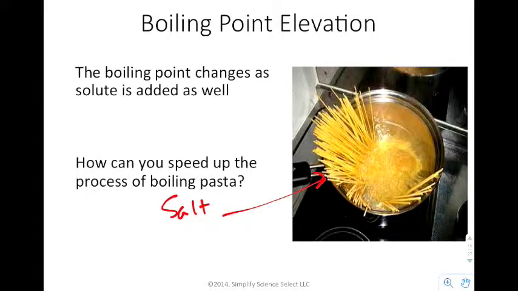It says it speeds the process up, because if you have boiling water with salt in it, instead of being 100 degrees Celsius, it moves to, let's say, 110 degrees Celsius. And so the process of cooking the pasta is quicker. It doesn't take as long because the water is a higher temperature. It also is done to add flavor to the pasta itself, but it also helps it cook faster.